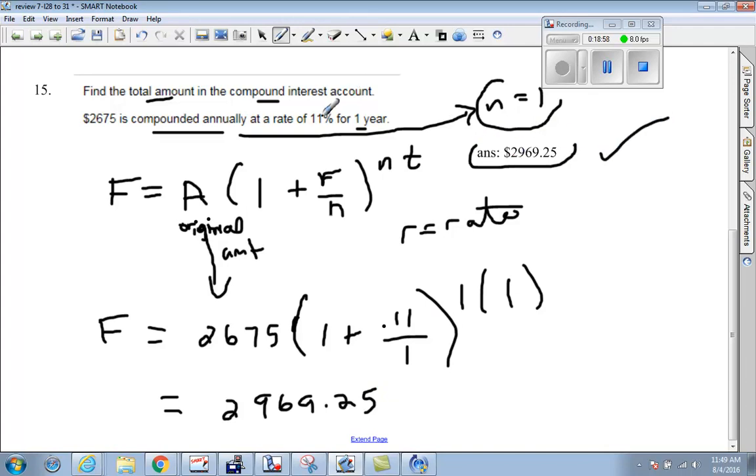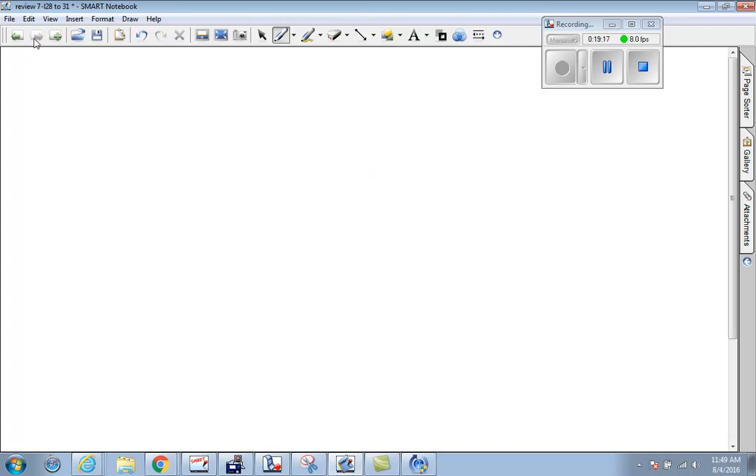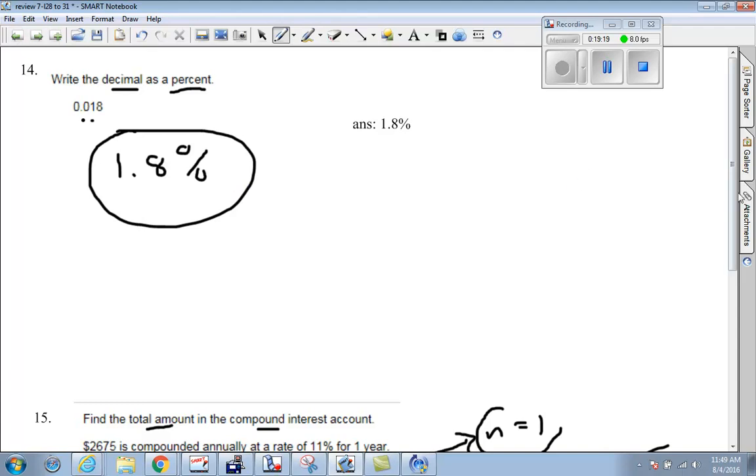But the big thing is applying this formula, all right? So A for original amount, borrowed or invested, R for rate, N for compounding period. Hope that helps. Let's see, is that our last slide? Yep, that was our last problem for that practice set.